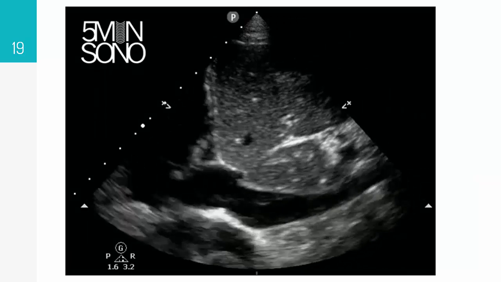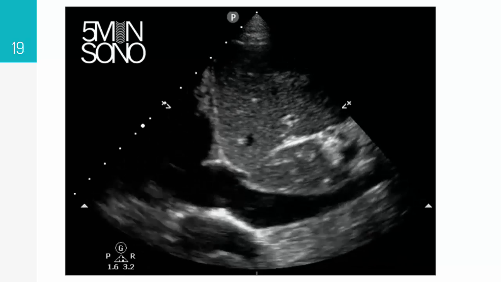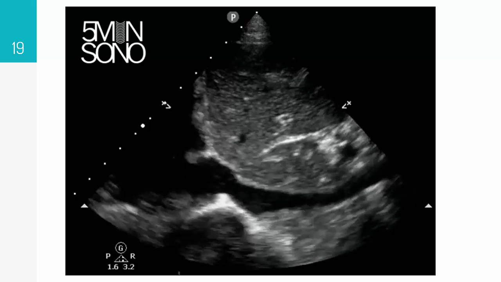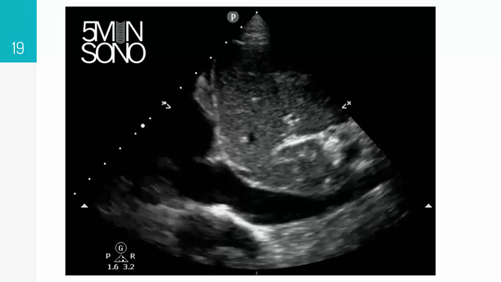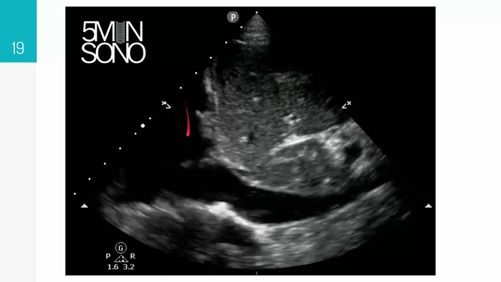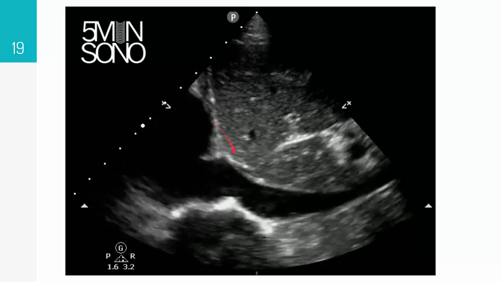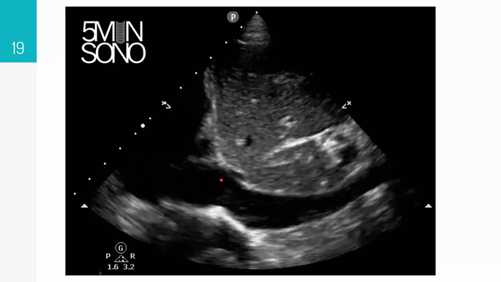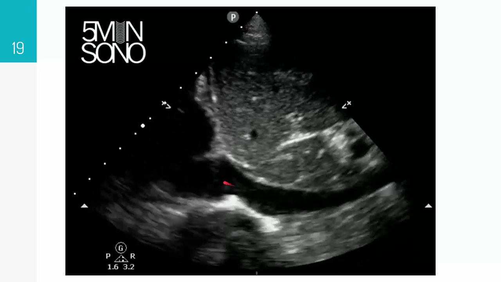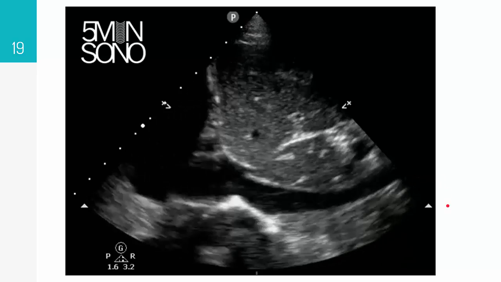Another nice clip from 5 Minute Sono demonstrating a collapsible IVC, suggesting that hypovolemia may be the source of this patient's hypotension, and at the very least that they can tolerate more fluids without fear of overload at this time. And again, up here you see the right atrium, which appears to be a little hyperdynamic, at least it's going fast. And then you see almost complete collapse of the IVC during inspiration.